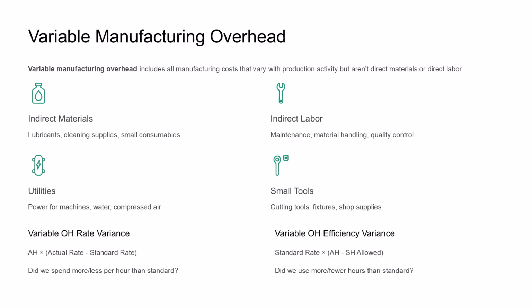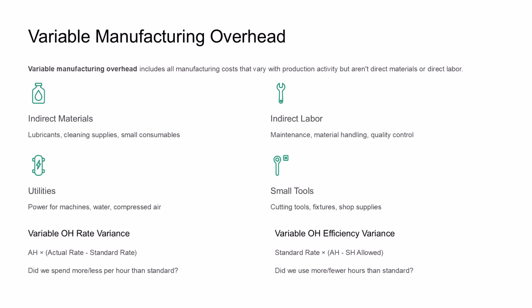Here's the philosophical insight. Overhead is where cost management gets fuzzy. Direct materials and direct labor are traceable and visible. Overhead is everything else, the supporting cast of costs that enable production but don't directly touch the product. Because overhead is less visible, it's also easier to let it drift. Variable overhead variances force visibility. They make you ask, did we control utility usage? Did we minimize waste on supplies? Did we schedule maintenance efficiently? Without variance analysis, overhead just becomes a pool of costs that grows over time. With variance analysis, overhead gets the same scrutiny as materials and labor.